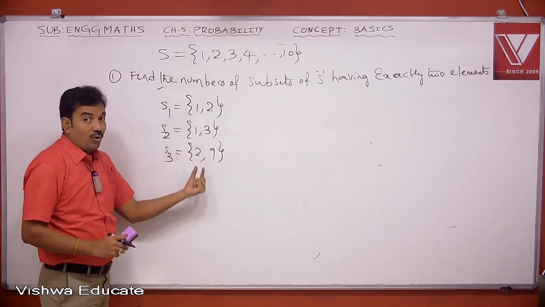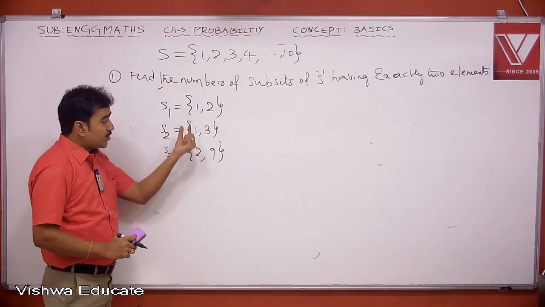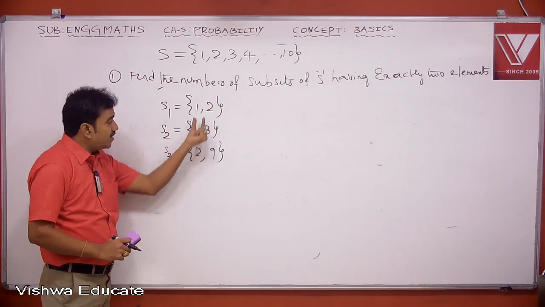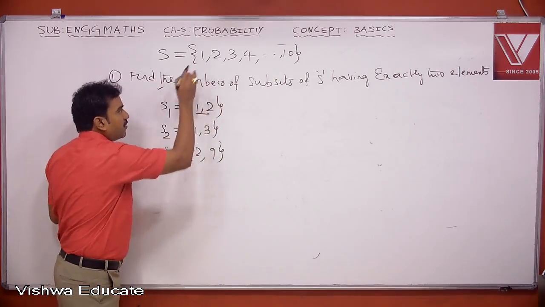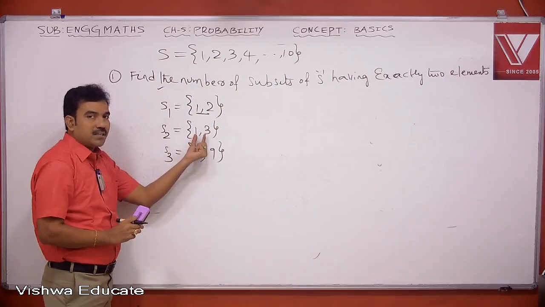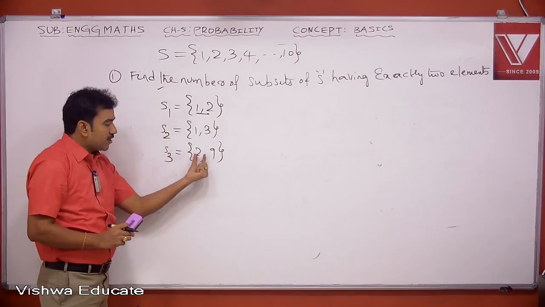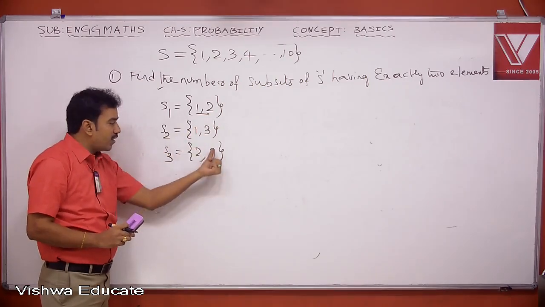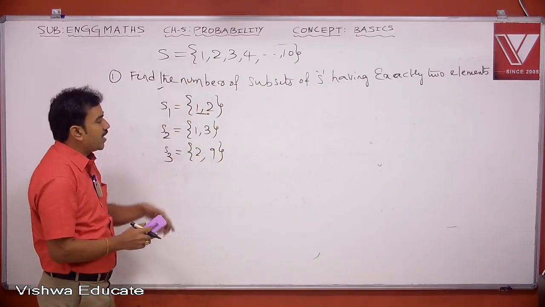I cannot write all the subsets. If I write like this, I will get a large number. So instead of writing all the sets, let us see how we are getting these sets. We have selected 1 and 2 from this set and put them in curly braces. We have selected 1 and 3 and written it as a set. We have selected 2 and 3 from the set S and represented it as a set. That means select 2 out of these 10 elements.